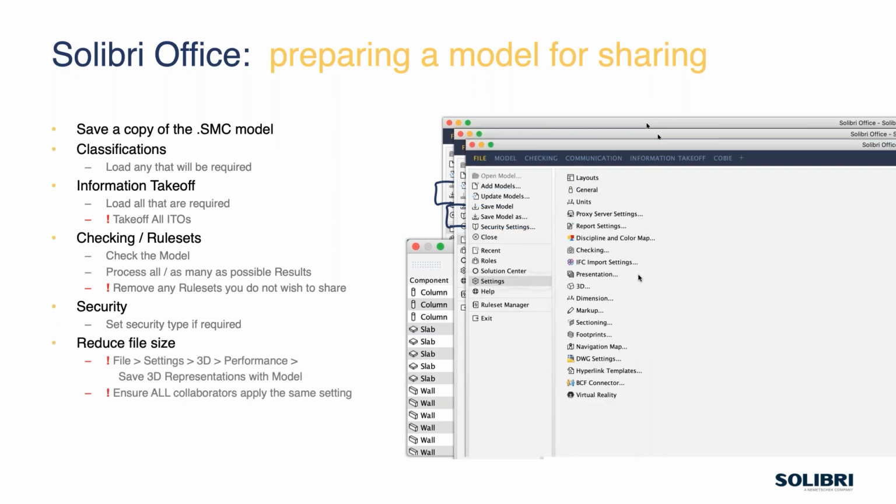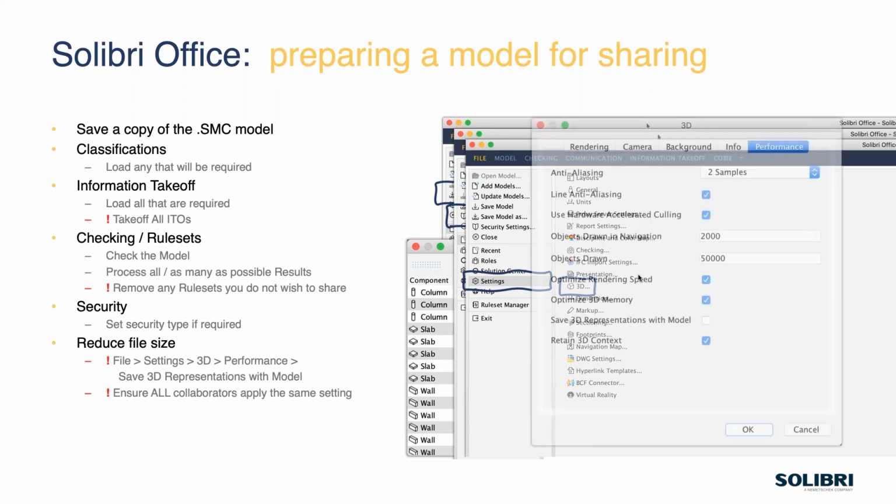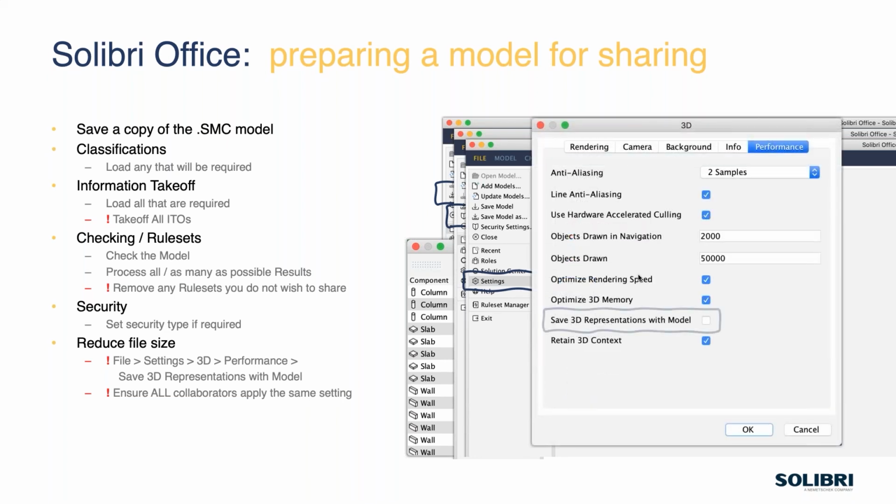So the only other part is a fairly crucial one, and that's just a quick trip to settings, 3D, and then what we do is we go into the performance tab, and we always recommend that every single workstation has this option here switched off, the save 3D representations with model. It's a legacy setting and it can bloat the file size.